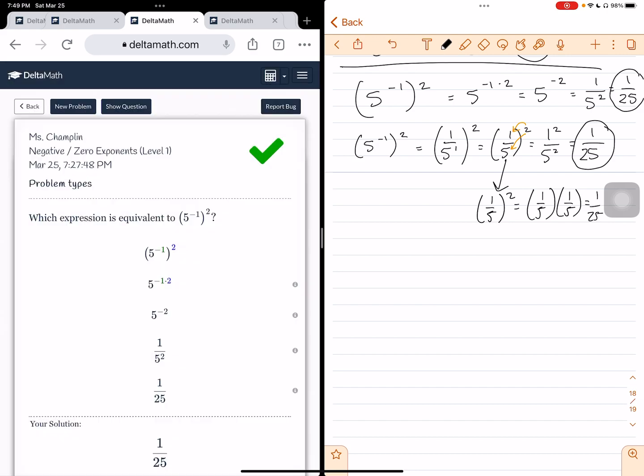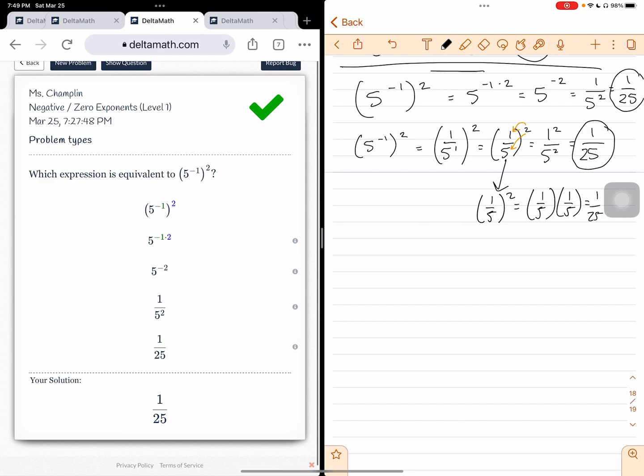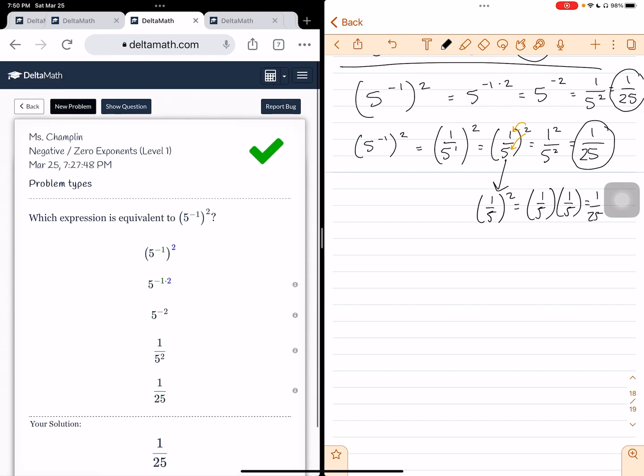Let's see which way they decided to do it. They might show you. Oh, yeah. So they did the first way I did up here, which would be my preferred way as well, honestly. All right, let's see some more.